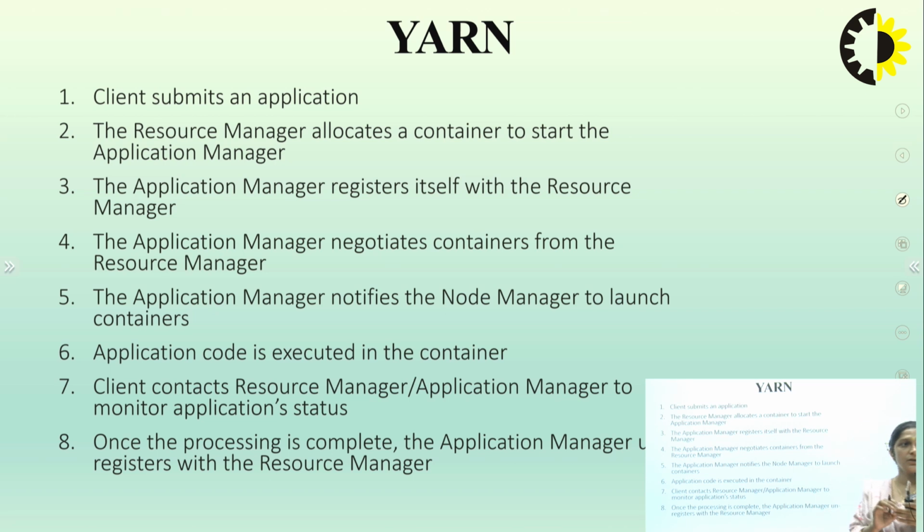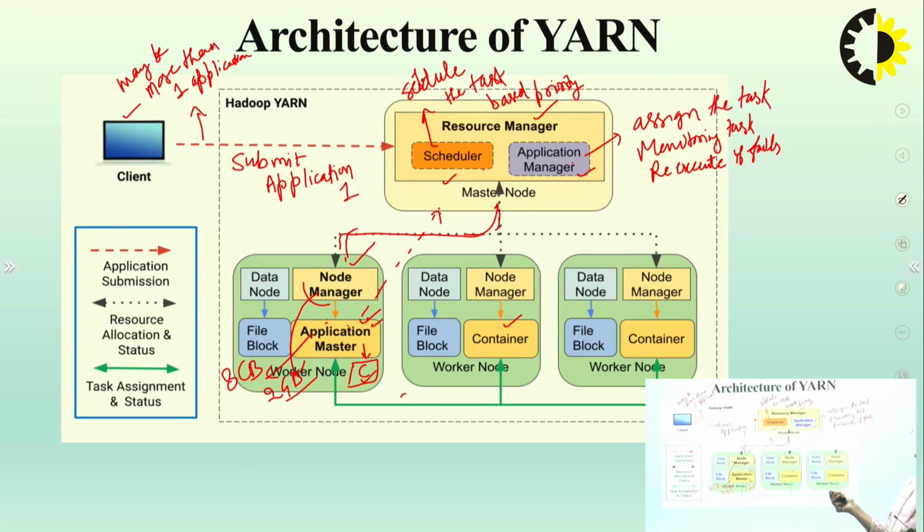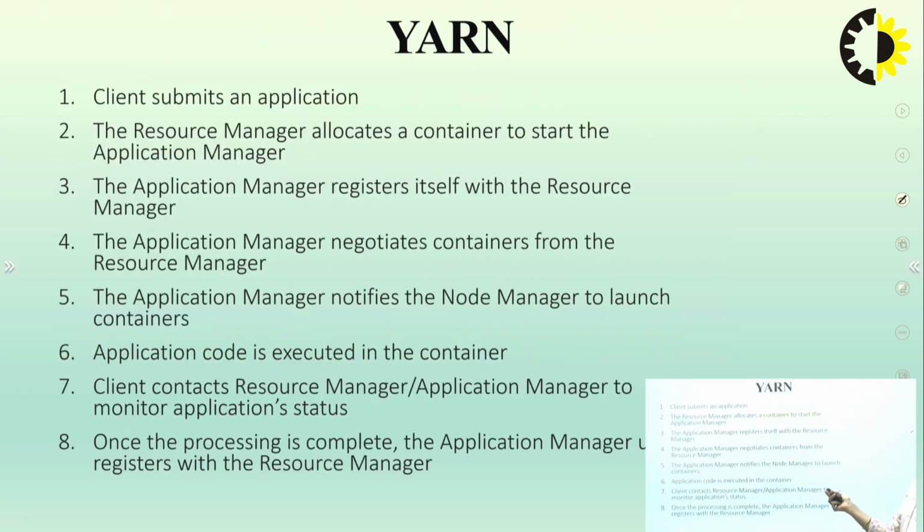Finally, the client contacts the resource manager to monitor the application status. Once the processing is complete, the application master unregisters with the resource manager. This is the complete process of YARN architecture. Same I have discussed in the previous diagram. These are the steps of this diagram.